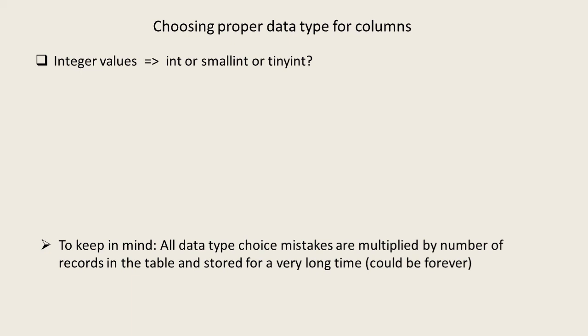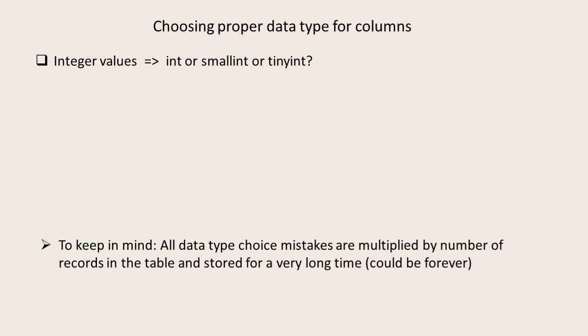Now, the next choice, small integer, is also very big because it's 32,000 plus. Again, we are not going to have 32,000. And for tiny integer, the maximum number is 255. This is exactly what we need. We are not even going to approach this number. So obviously, we need to allocate tiny integer, which is 1 byte.